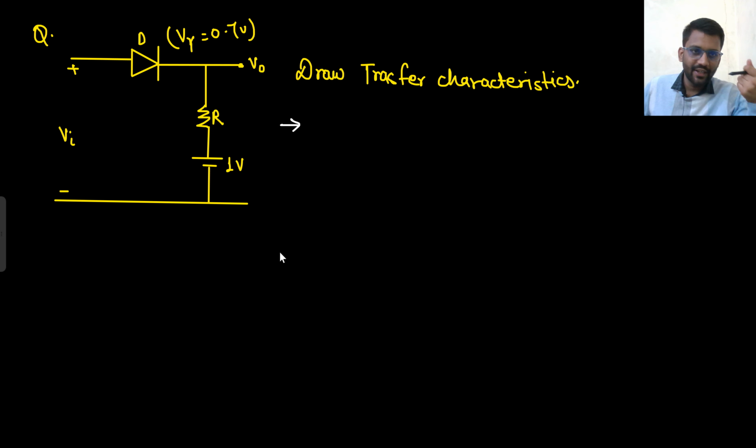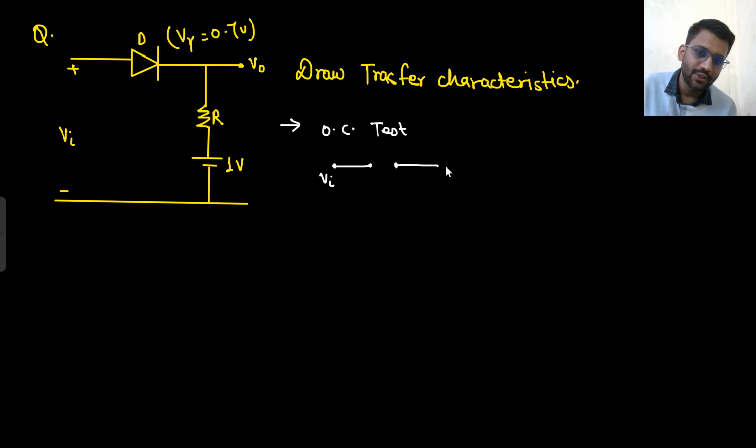That means I will take the battery out of the diode. Then I will apply the open circuit test. So directly I am writing open circuit test. This point will be V in. I am applying the open circuit test. Tell me the potential of this point. I am taking the battery out of the diode. That will be 0.7 volt.